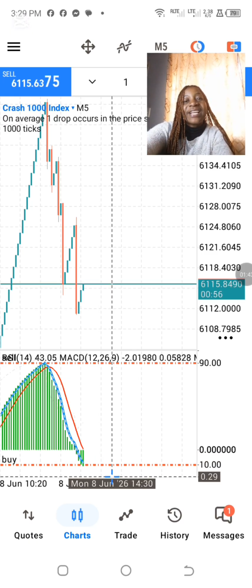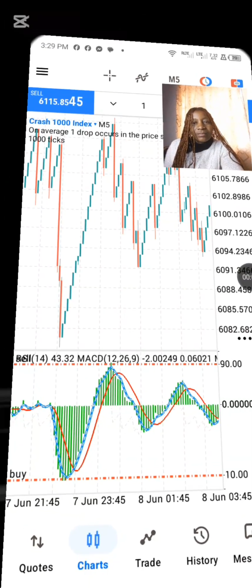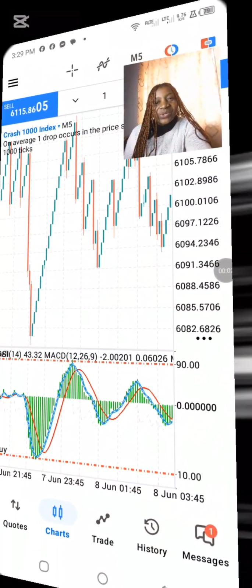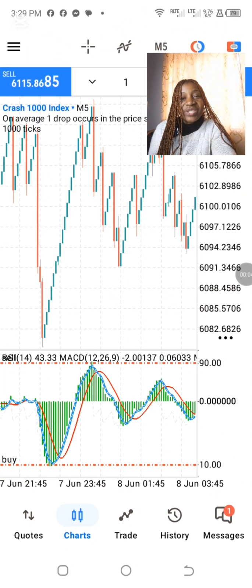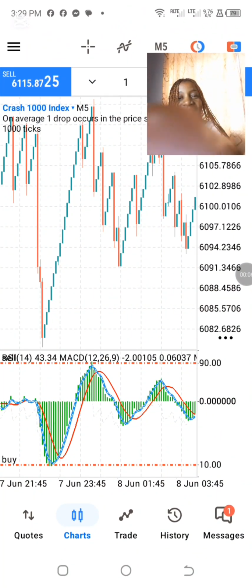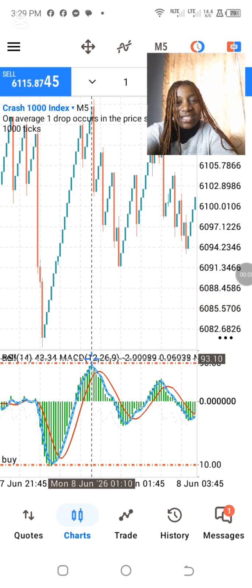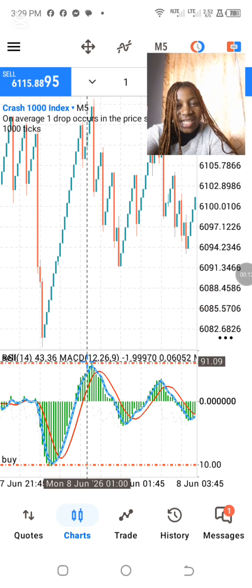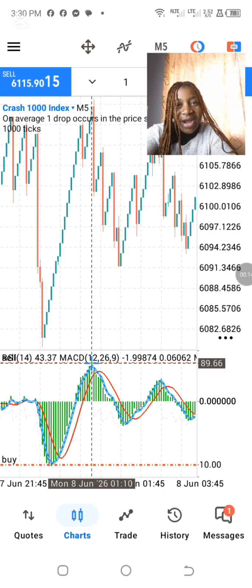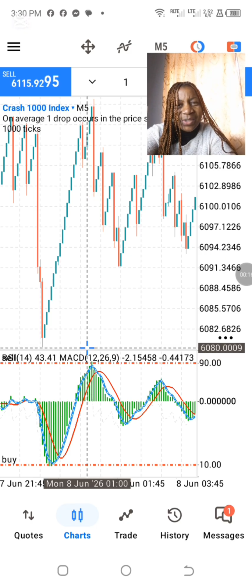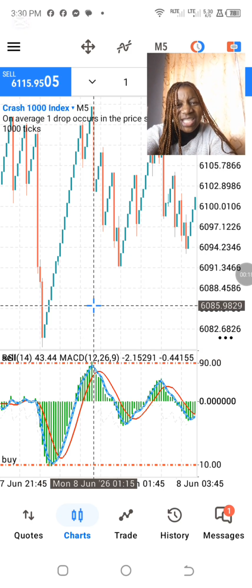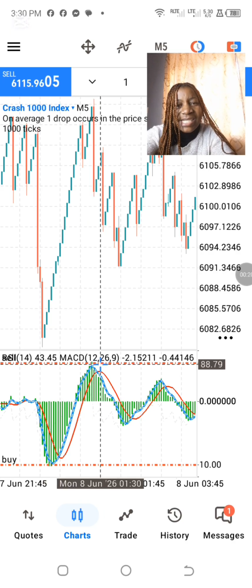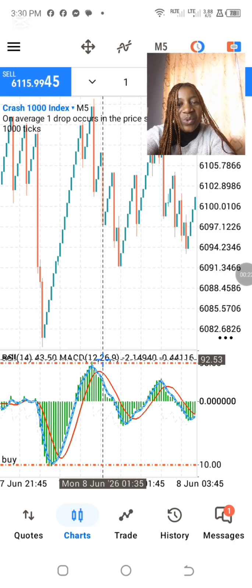Let's look at one last example in Crash 1000 before we move on to Crash 900. We are still in Crash 1000, and here's another perfect entry position. As you can see, the histogram has touched level 90 and crossed above level 90 here. The green line has crossed above level 90. We enter. Just look at how accurate. It was just 1 minute, then it started spiking.